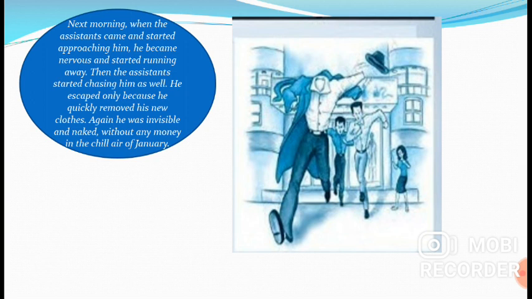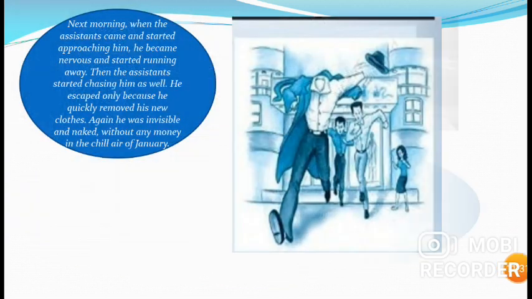They were running, and somehow the scientist Griffin wanted to escape from those persons, and he had only one way to escape from them, that was removing his clothes. So one by one, he threw all his clothes, and again he became invisible. And somehow, he was able to get rid of those persons. But again, he had the same problem. Again, he was without clothes and without money in the chilly air of January.